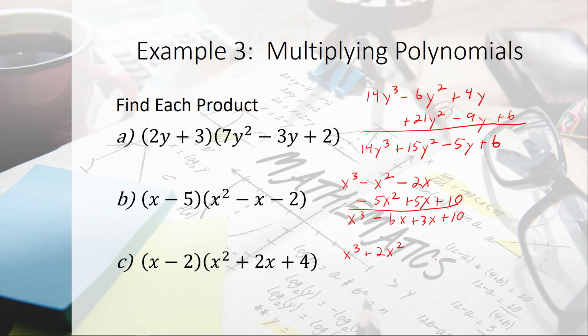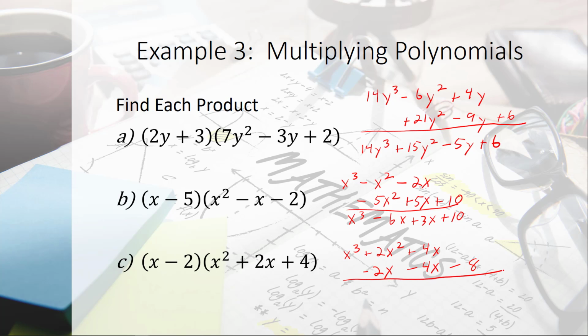And then x times 4 is positive 4x. All right, now the next term. Here we have a negative 2 times x squared. This will be negative 2x squared. Well, isn't that convenient? And then negative 2 times positive 2x is negative 4x. Once again, convenient. And then negative 2 times positive 4 is negative 8. Maybe not all that convenient, but interesting.